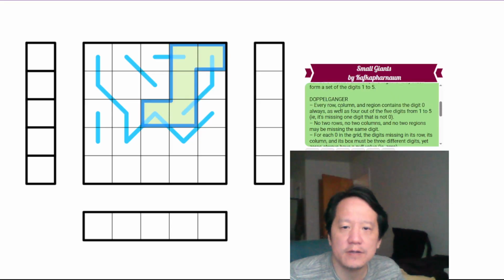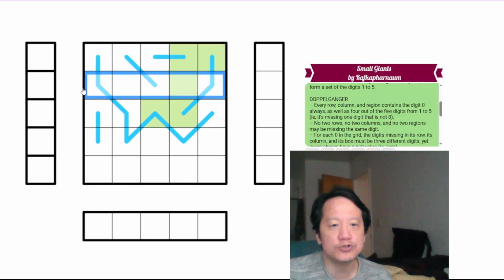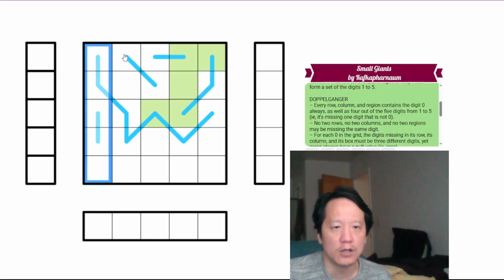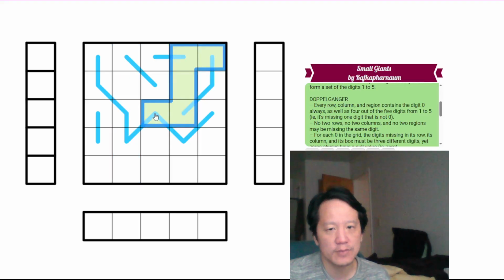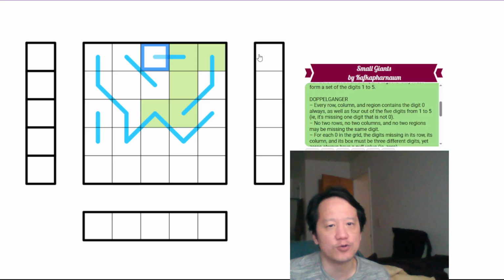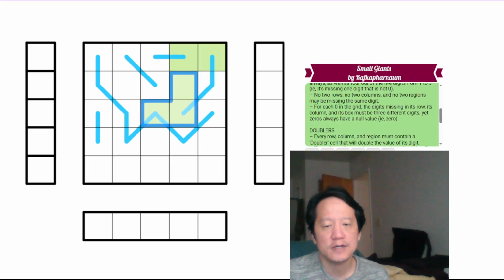So again, every row, column, and region has to have a digit 0, but it's missing a digit from 1 through 5. However, no 2 rows can be missing the same digit, no 2 columns can be missing the same digit, and no 2 regions can be missing the same digit. Also, for each 0 in the grid, the digit that's missing for its row, its column, and its region have to be different. And the 0 always has a null value, or that is 0.